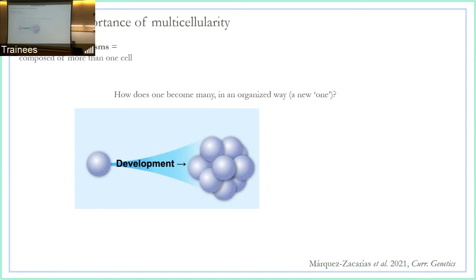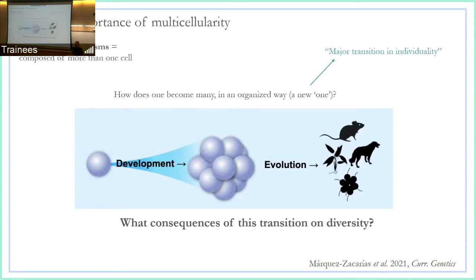So here I pictured the transition from one cell to many cells. How does this transition work, and how do we get this new unity that can function as its own? In evolutionary biology, we call this a major transition in evolution, in individuality. What is interesting about this kind of transition is that it has many consequences. And what I'm interested in is to study the consequences of this transition on diversity. So how does this evolve? What consequences does it have on biodiversity?